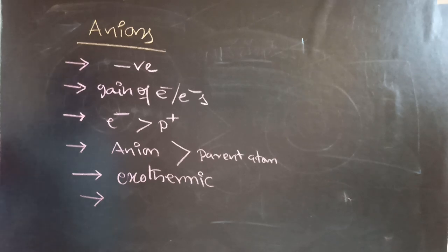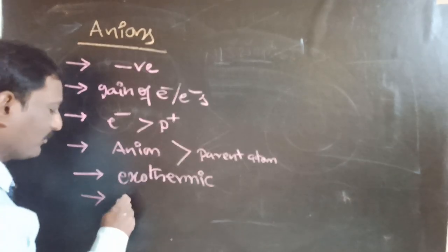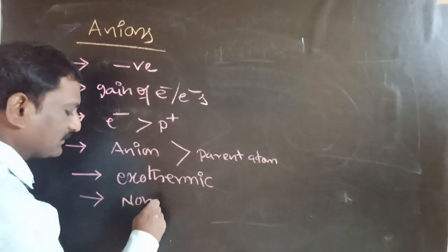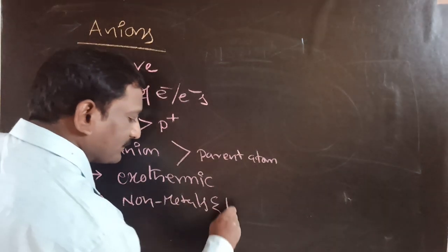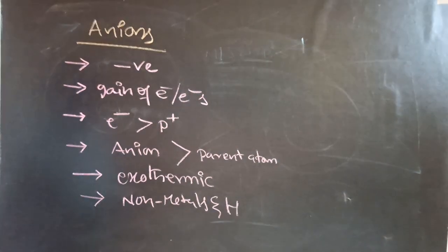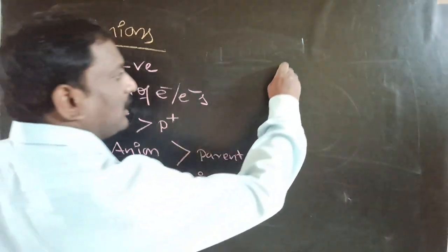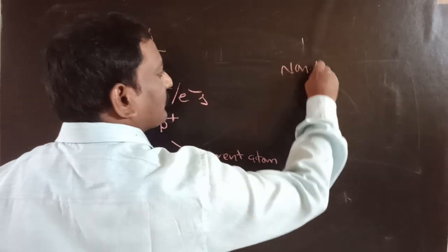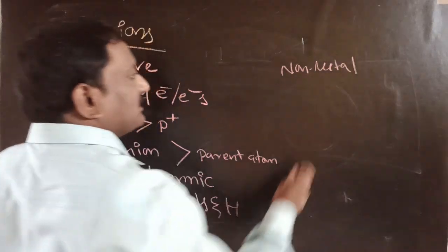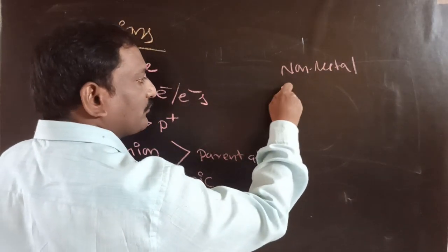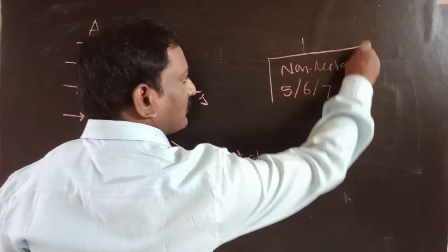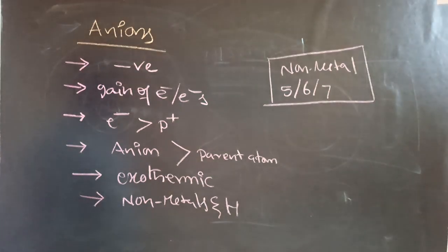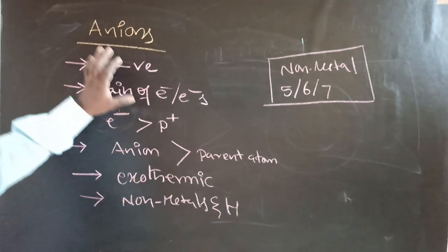Next point. Generally, anions are formed by non-metals and hydrogen. So what are non-metals? Non-metal means those elements consisting of valence electrons 5 or 6 or 7. These are called non-metals.